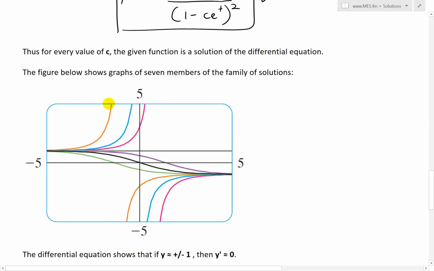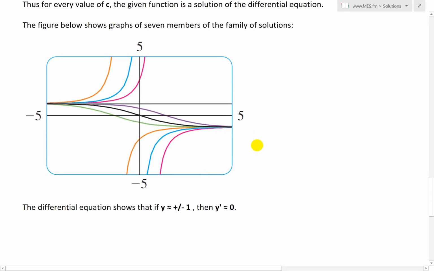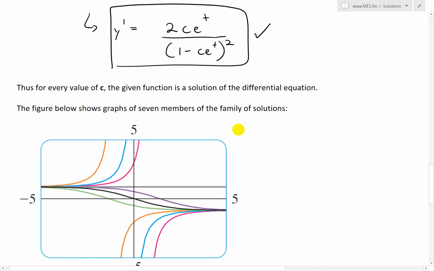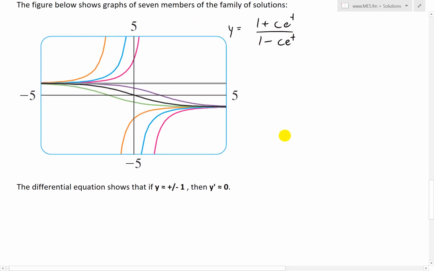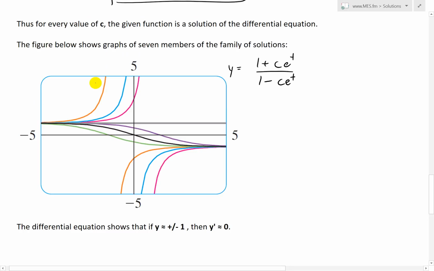And now this figure below shows the graphs of 7 members of the family of solutions. As you can see, it looks something like this. If you were to have some sort of calculator to do that, I just took this from my calculus book. These are just graphs of the function y equals (1 plus c e to the t) over (1 minus c e to the t) for different values of c. That's all this is graphing. You could call this y1, y2, y3, and then this is y4, y5, y6. And actually this line here as well is a function, that's y7.